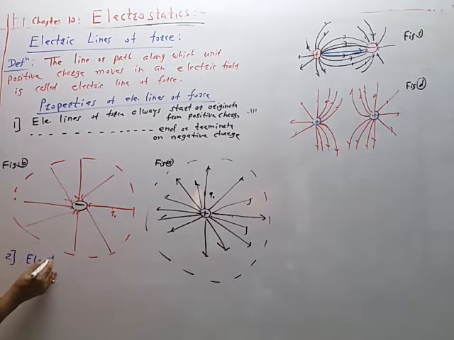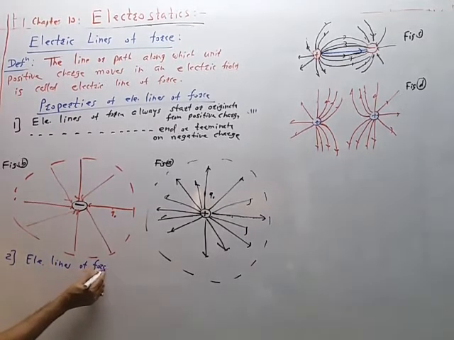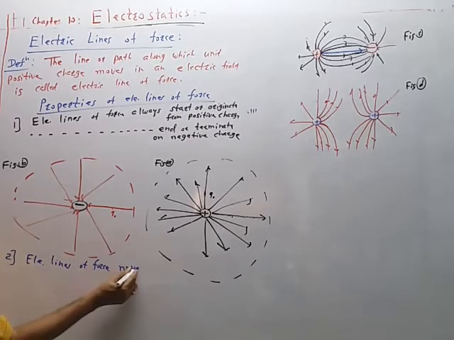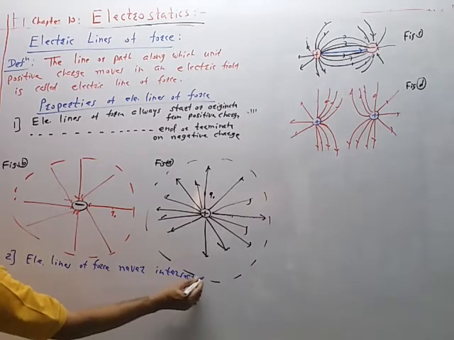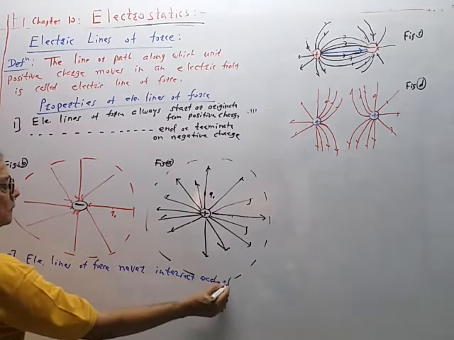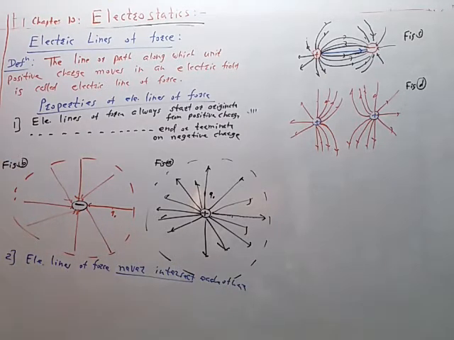Electric lines of force never intersect each other. Why? There is a reason. Lines of forces never intersect each other. We will see that later. Property number 3.